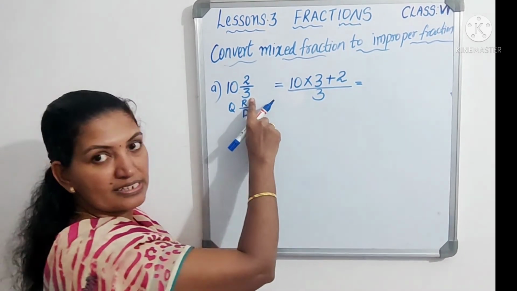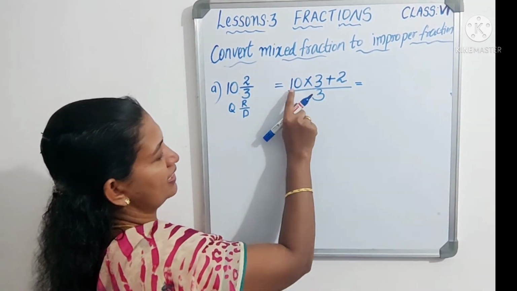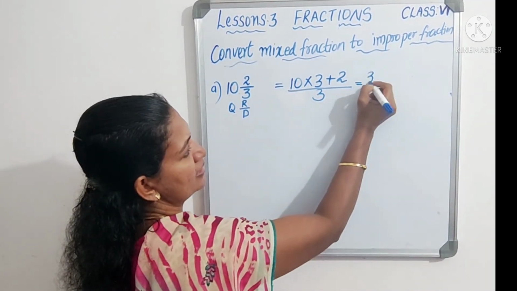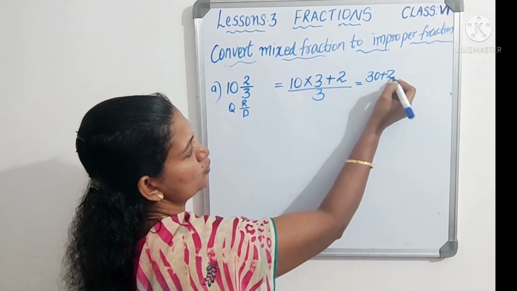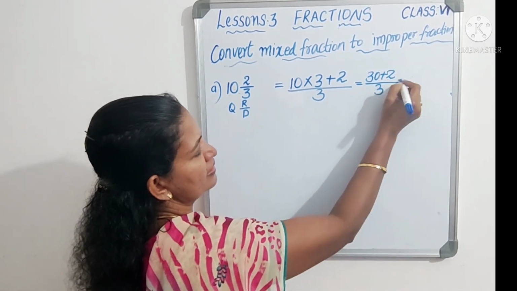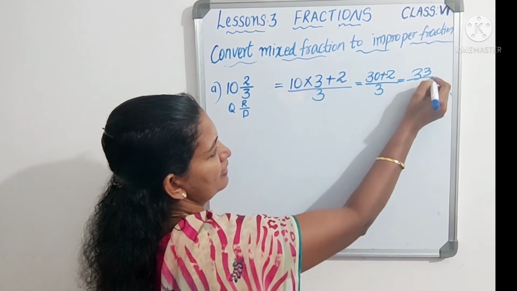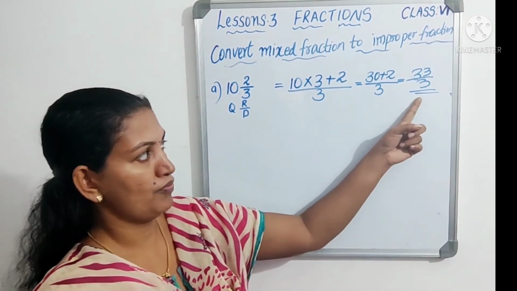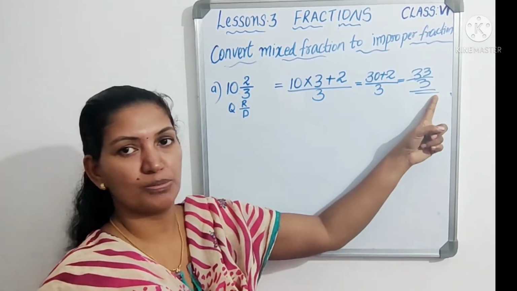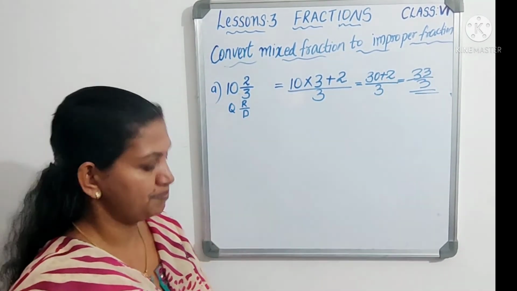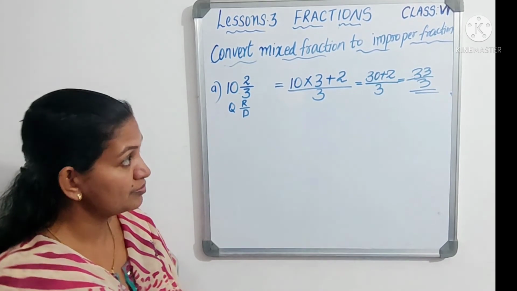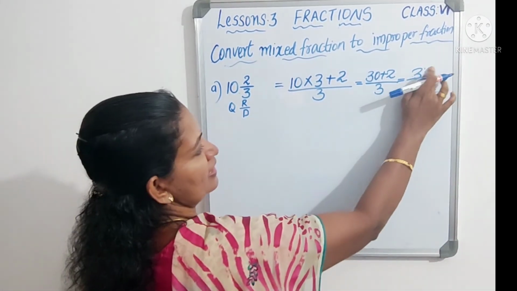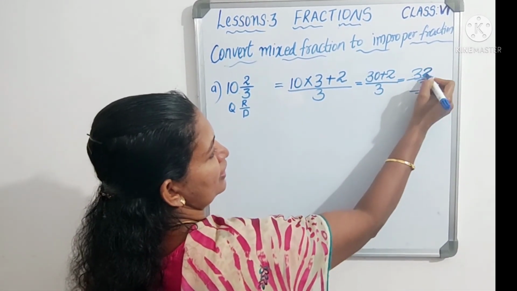This denominator is 3, so write the same denominator. Then 10 3s are 30. 30 plus 2 divided by 3 is equal to 32 by 3. Now we got the improper fraction. See, the numerator is big and the denominator is small. Sorry, here 30 plus 2 is 32.